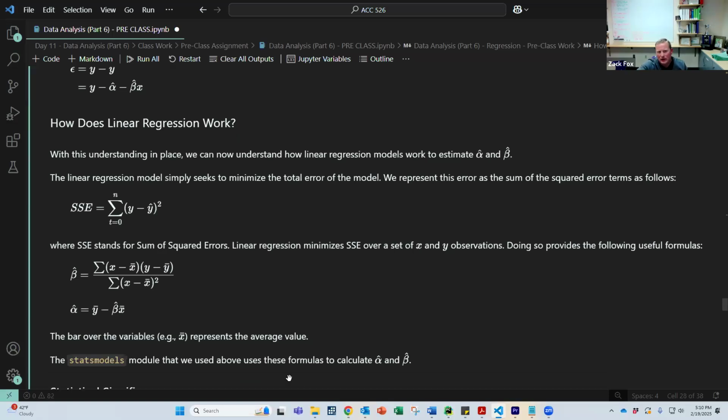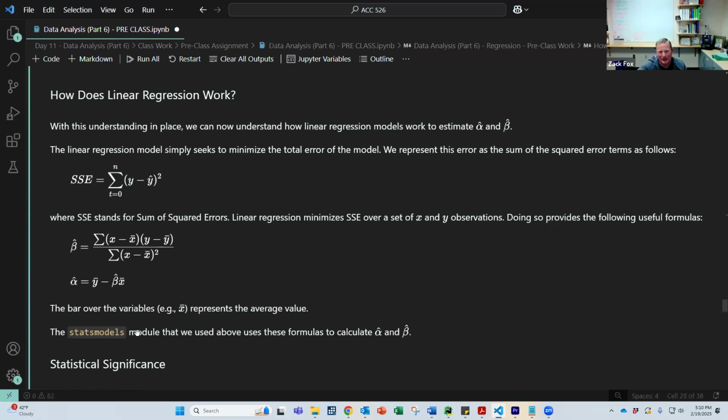The bar over the variables represents the average value. Okay, so these bars are just the average values. Okay, so we can take the plotted values of x, or the given values of x, subtract off their mean, y subtracted its mean, and then multiply them and take the sum of those values, and then do the same in the denominator where it's x minus x bar squared, sum of those values. That is what our beta hat is being calculated from. Okay.